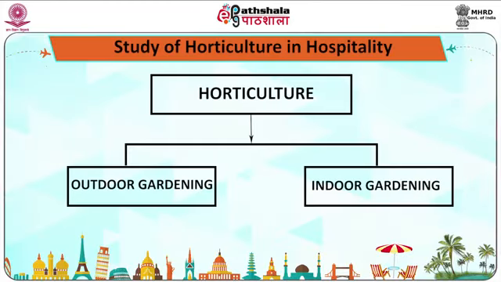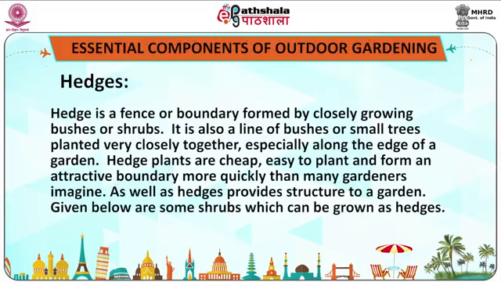Students, in a hotel, horticulture has to deal with two important elements, that is, outdoor greenery and indoor greenery of the hotel. Therefore, the work of horticulture can be divided into two parts. One is the outdoor gardens and the other is the indoor gardens. Firstly, let's discuss some of the essential elements of outdoor gardening. The first one is hedges.